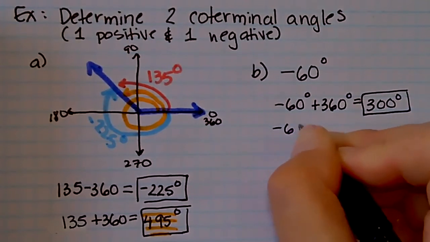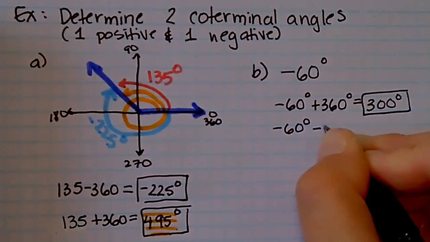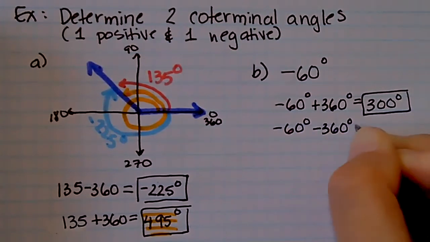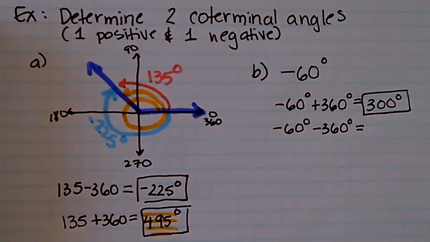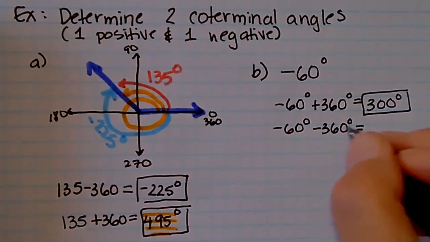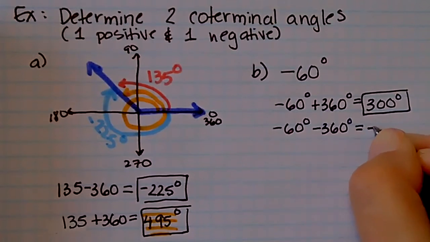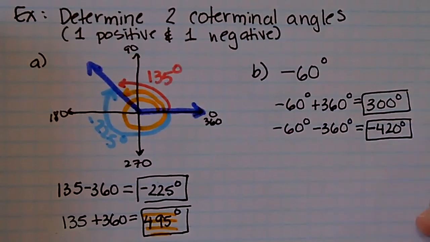Then I can take my negative 60 degrees, and instead of adding, I can subtract 360 degrees. And when I take a negative 60 minus 360 degrees, I get a negative 420 degrees, and that would be my negative coterminal angle.